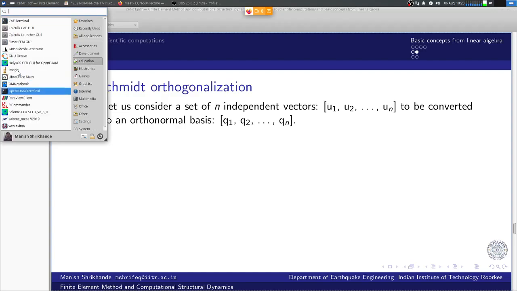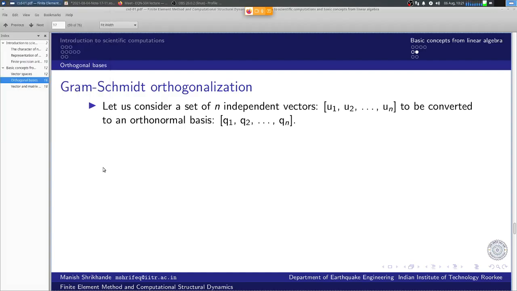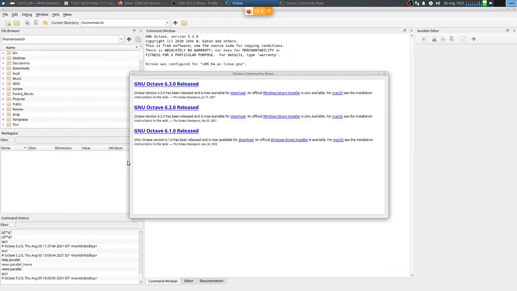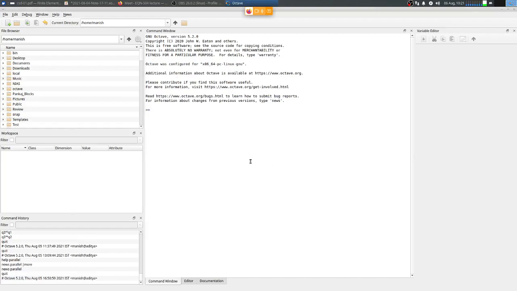Okay, so we launch GNU Octave. I am intentionally using the graphical version so that you can see that it is almost a similar interface as MATLAB if you are familiar with MATLAB. So that will probably help you overcome some of the fears that you might have of the command line interface that I used yesterday.